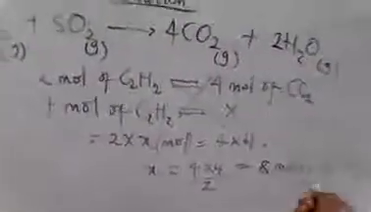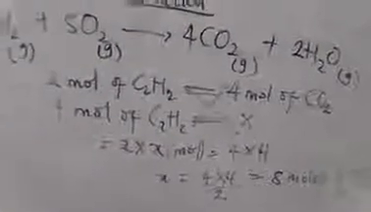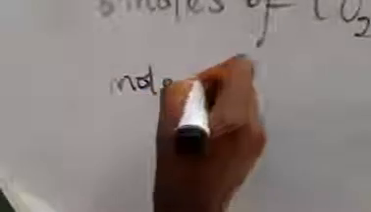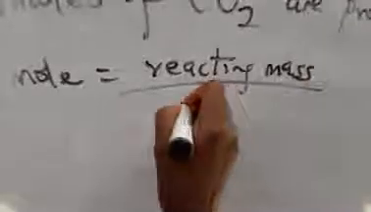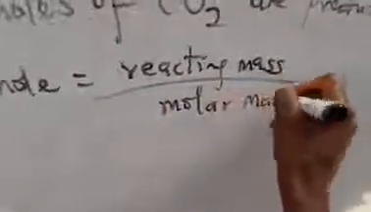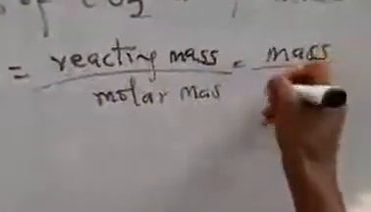Now the next thing, remember the question is the mass. So now that we've gotten the mole, we are going to convert the unit back to mass. So 8 moles of carbon dioxide are produced. Now remember that the question is asking for the mass of carbon dioxide. So we're going to convert these moles back to mass. Remember, the formula for mole equals reacting mass over molar mass.